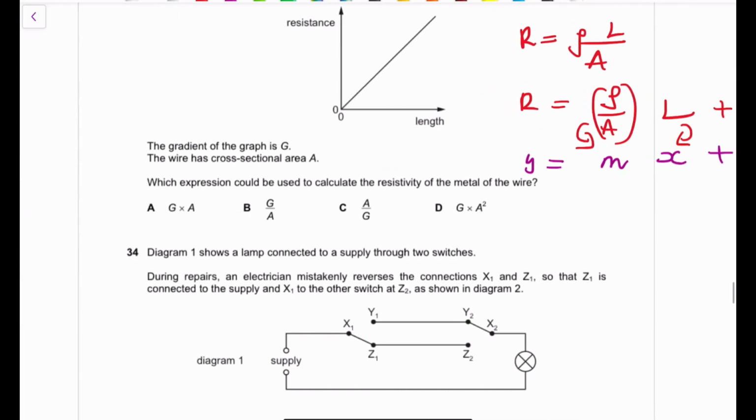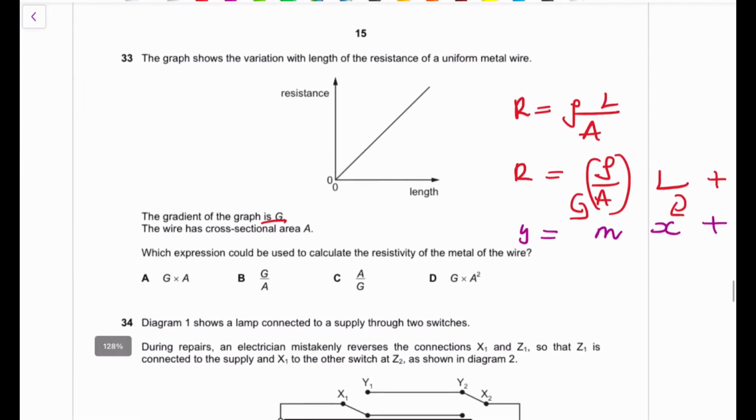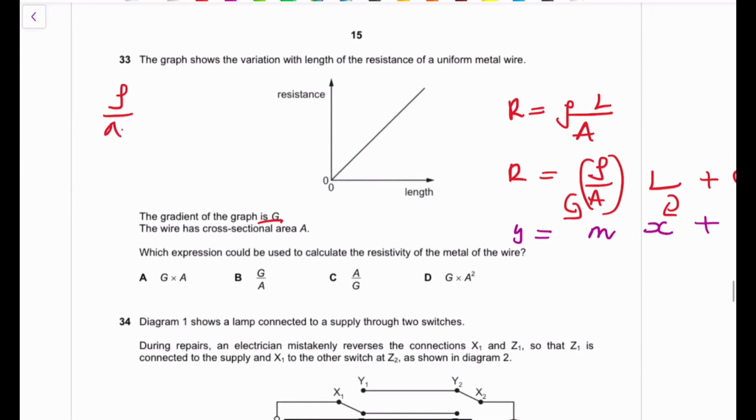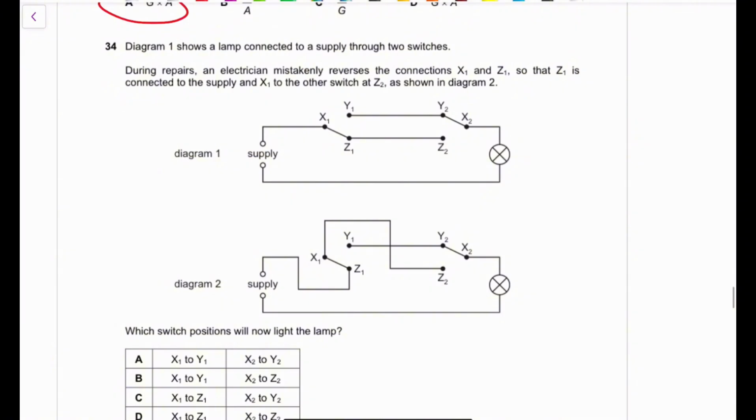But your gradient has a value, which is going to be G, right? So rho over A is going to be equivalent to G. So your resistivity is going to be the gradient that you get times your area, and the answer is going to be A. Move on to question 34.